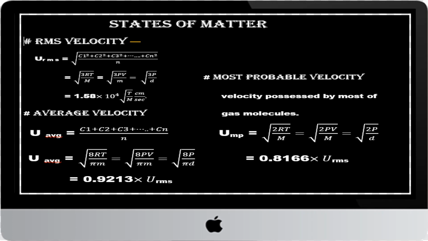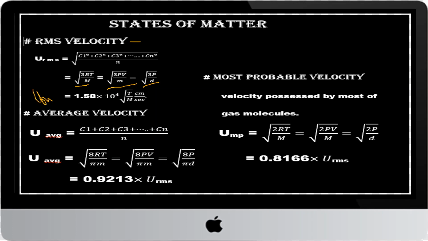First one is the RMS velocity. RMS velocity equals the square root of (c1² + c2² + c3² ...) divided by n, that is, the sum of squares of the gas velocities divided by n, under root. We can make it as root over 3RT by m, or 3PV by m, or 3P by d. You should remember these three terms and the relation between different gases, for saving time.